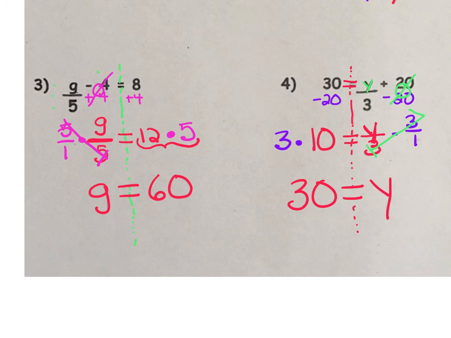Let's take a look. We're solving for y. So let's eliminate plus 20 by subtracting 20 first from both sides. Then we have to get rid of the divided by 3. So multiply both sides by 3. 3 times 10, your final answer is 30 equals y.